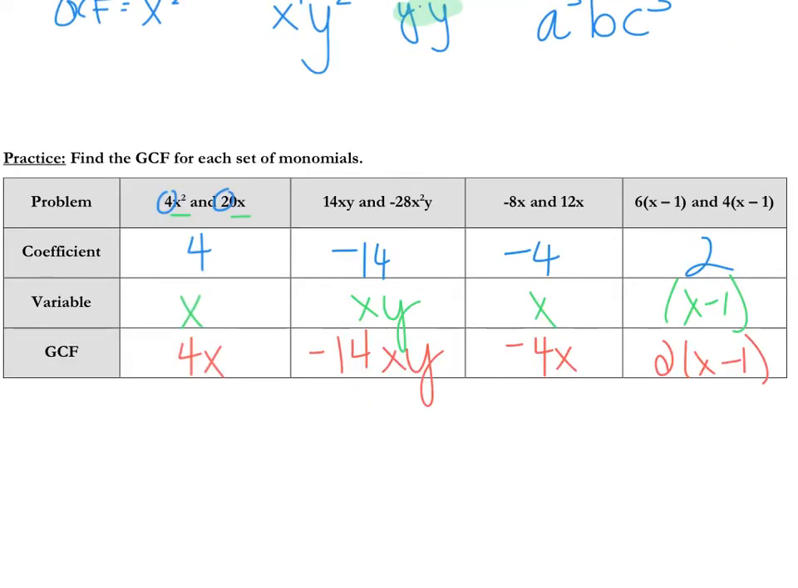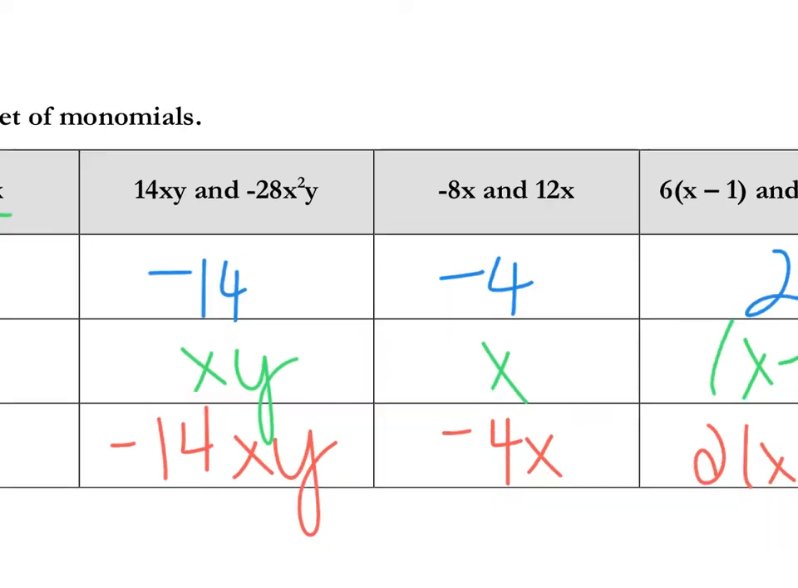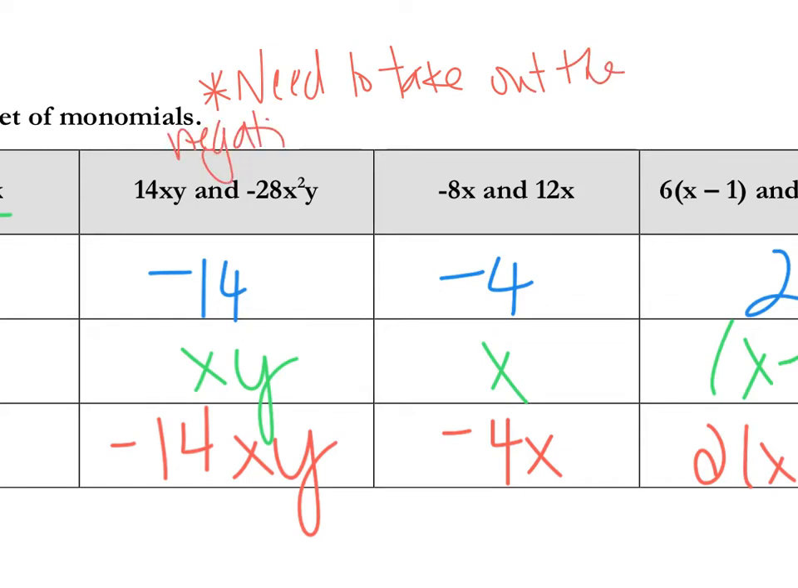Okay, here's what you should have gotten for your 3 answers. Let's go over the first 2. Something that you might have not had was the negative. So we're going to take a little active note here. So you always need to take out the negative if the leading coefficient is negative.